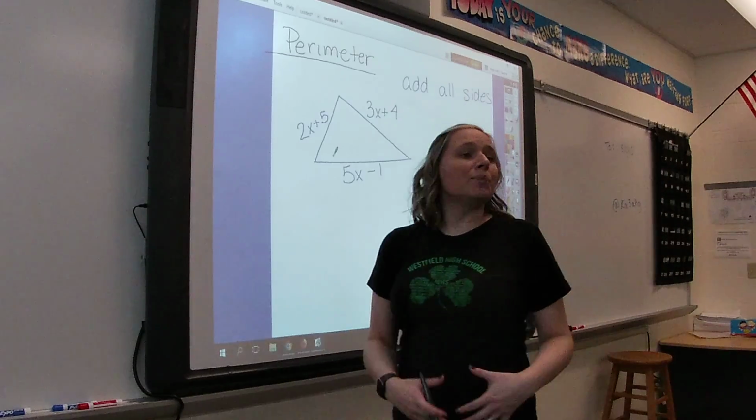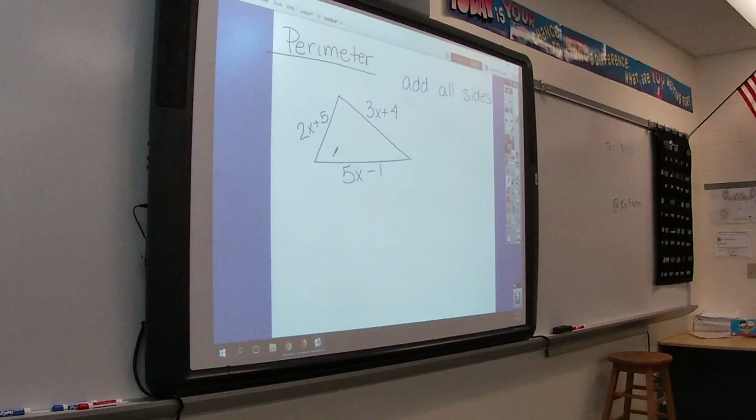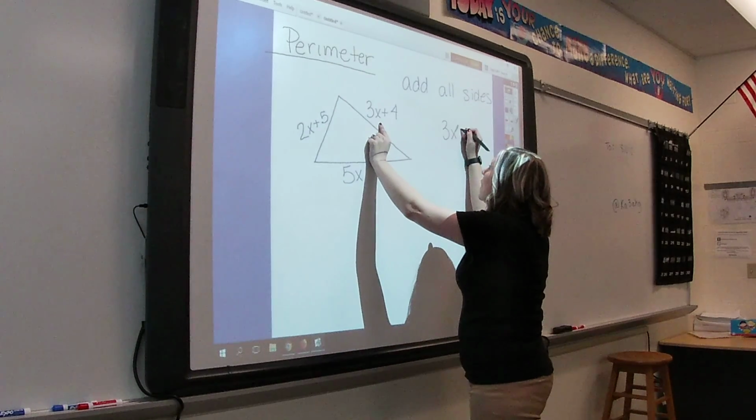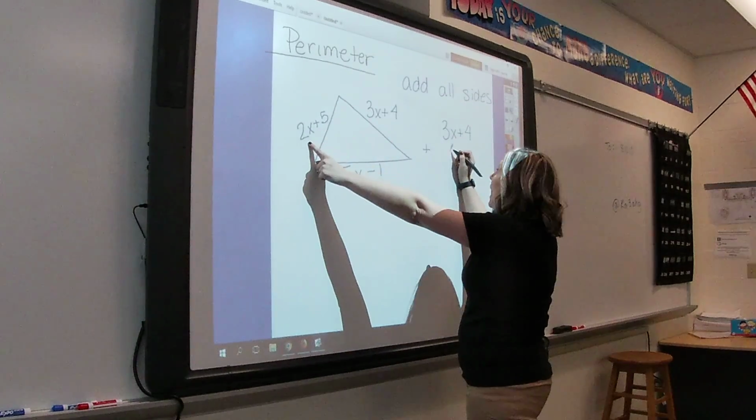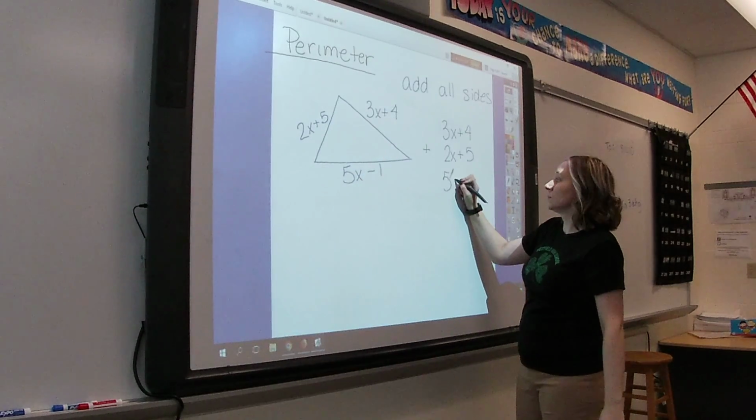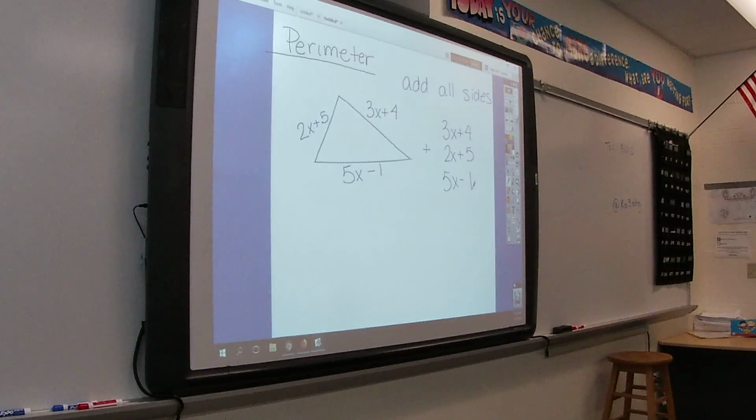Okay, so if we want to find the perimeter of this triangle, what would we need to do? What does perimeter tell us to do, Elijah? Add all the sides. And good news, we know how to add with polynomials. So we can take 3x plus 4, and we can add that to 2x plus 5, and we can add that to 5x minus 1.